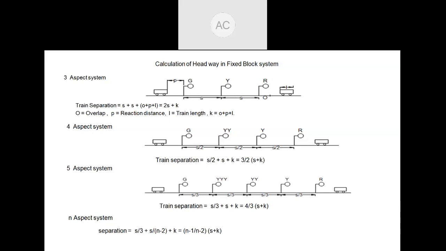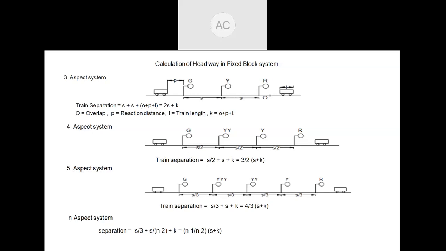When you convert this using the speed, you can calculate the headway in terms of time. Now, if you go to 4 aspects, the S between the yellow and red is split into S by 2 and S by 2. So the train separation will be S by 2 plus S plus K, so it is equal to 3S by 2 plus K.